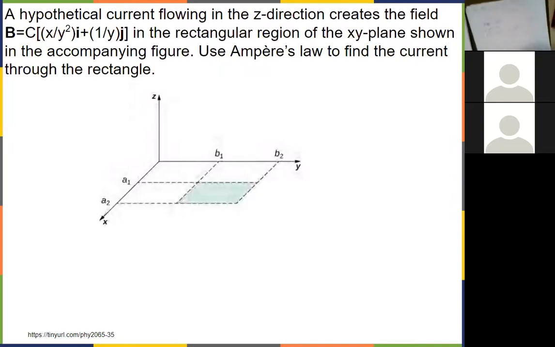Let's take a look at this example here. It says a hypothetical current flowing in the z direction creates the field B equals C times x over y squared for the i component plus 1 over y for the j component in the rectangular region of the xy plane shown in the accompanying figure. Use Ampere's law to find the current through the rectangle.